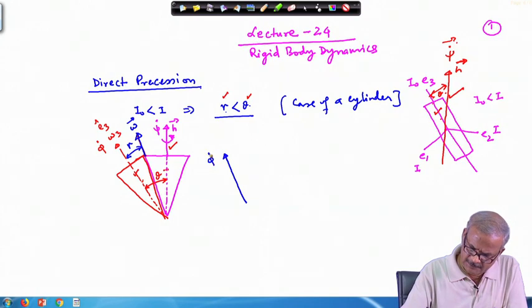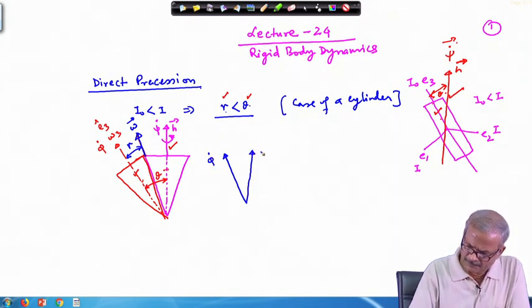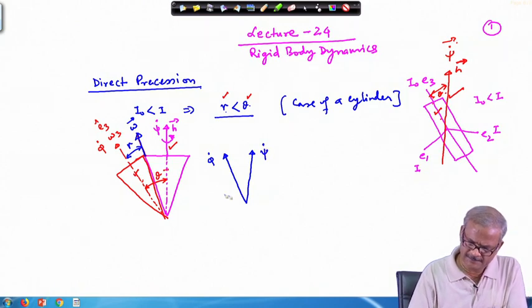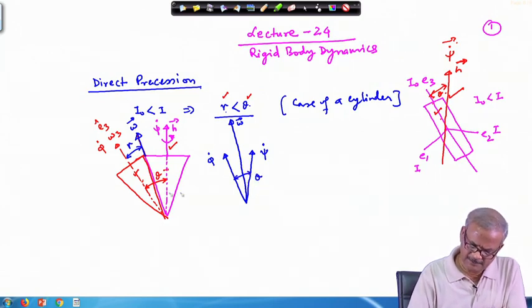Again following the same way, phi dot is along this direction, and in this case psi dot is along this direction, and omega is shown as a combination of these. The result is that omega is lying along this direction. The angle from here to here is theta, while the angle between omega and this is written as gamma.